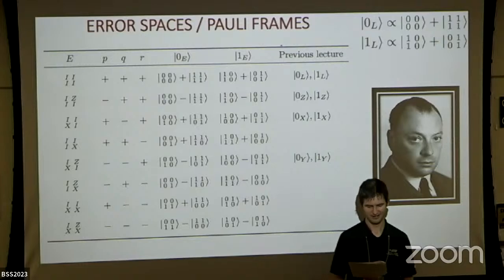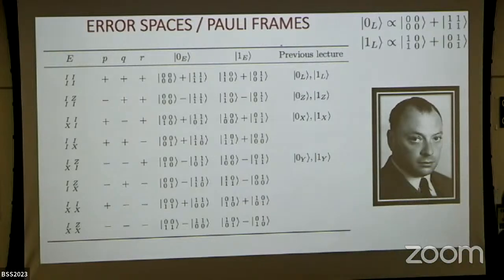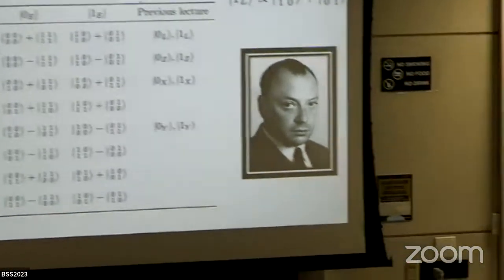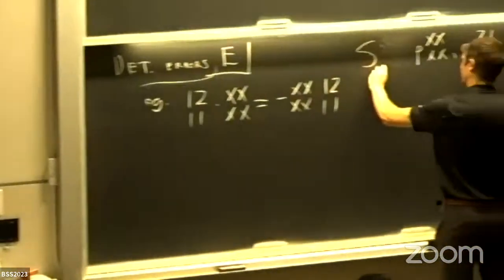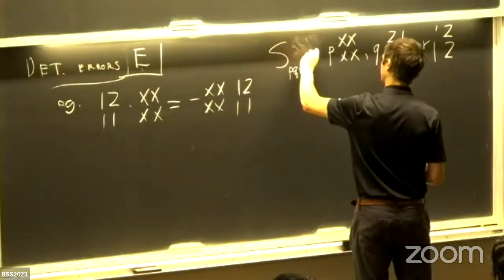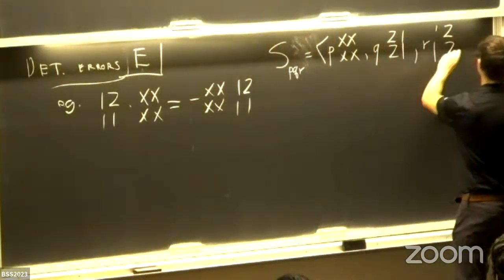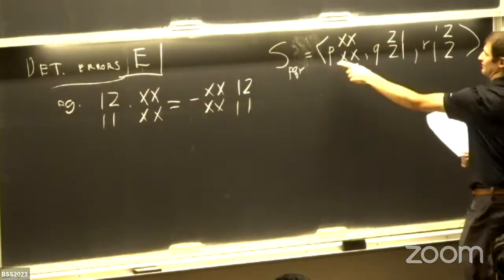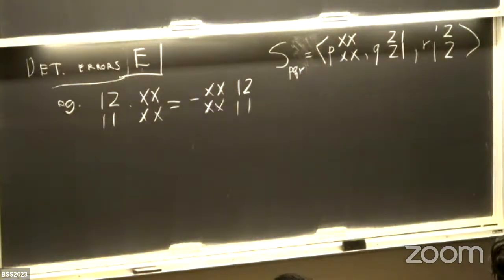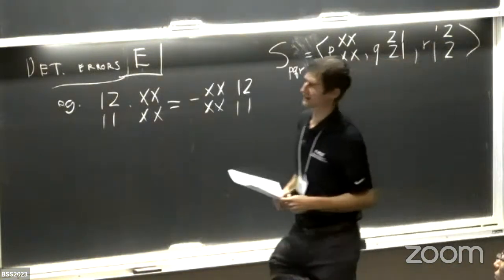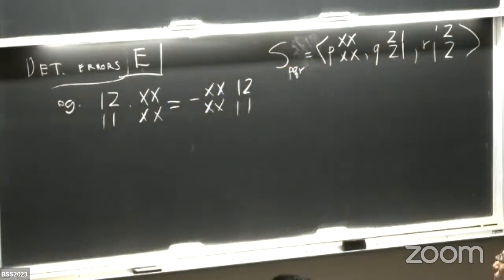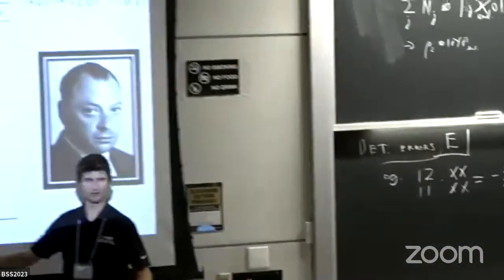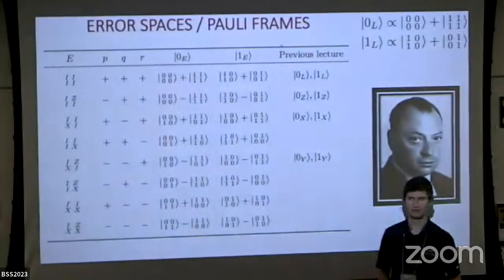Yes, it does. Namely, each of these error spaces is itself a stabilizer code with stabilizer group generated by the same old set of stabilizers, just with different signs. Okay, so we can think of any one of these as a code space of a 4-2-2 code.